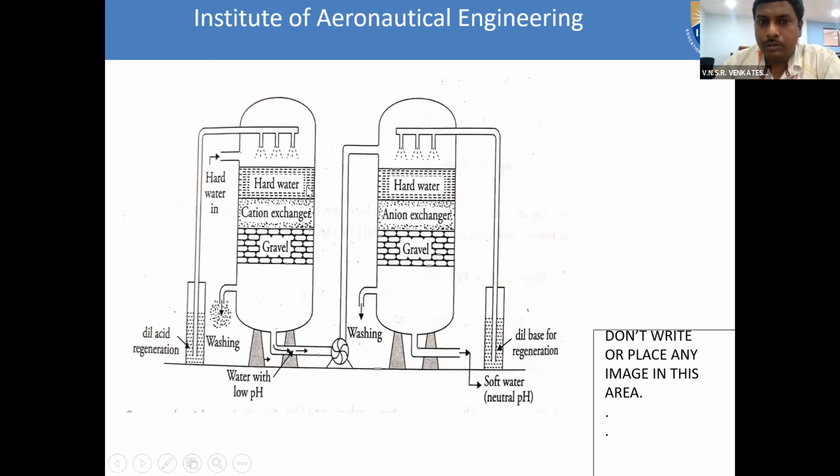Okay, so this is the diagrammatic representation of the ion exchange process. Initially it has the cation exchanger, and after that it has an anion exchanger. In the cation exchanger, what happens? It exchanges the cationic hardness with H plus ions, whereas in the anion exchanger, what happens? It exchanges the anionic hardness, which may be chlorides, sulfates or nitrates, by using the OH minus ions.